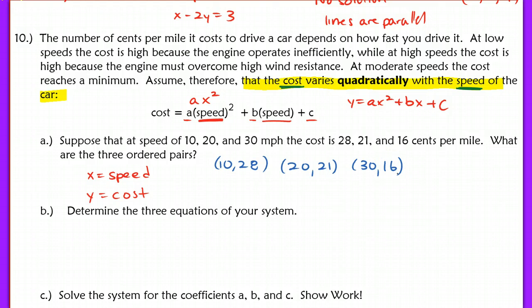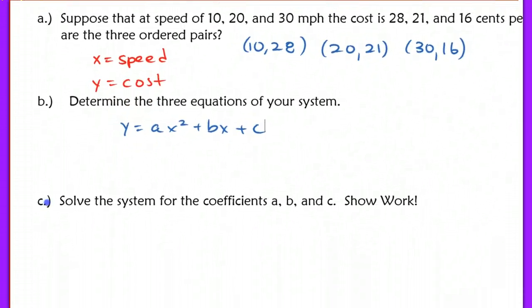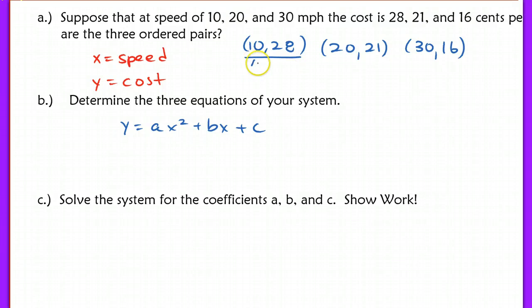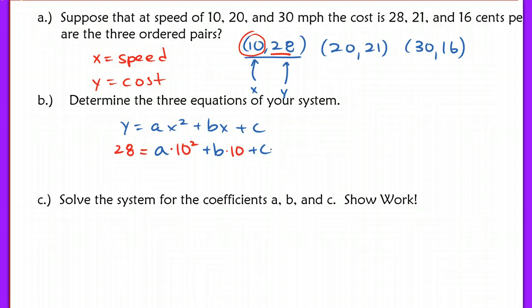Alright, now we're going to determine the 3 equations for our system before we can even use our calculator. And to do that, we're going to substitute into y equals ax squared plus bx plus c. Our first coordinate is (10, 28). Remember, x is 10, 28 is y. So I'm just going to substitute that back in. 28 is going to substitute in for the y. So I have 28 equals, a is still going to stay a. However, x is now 10. So I have a times 10 squared plus b times 10 plus c. So the only thing I'm substituting in for are the x and the y. So you're plugging in x and y.